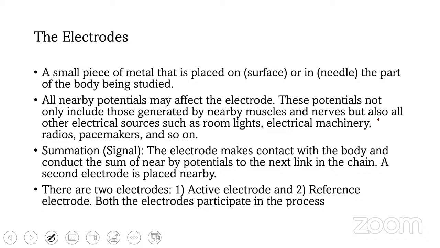Summation, that's called signal. The electrode makes contact with the body and conducts the sum of nearby potentials to the next link in the chain. A second electrode is placed nearby. So in essence, there are two electrodes: one is an active electrode and the other a reference electrode. Both electrodes participate in the process of generation of the signal.